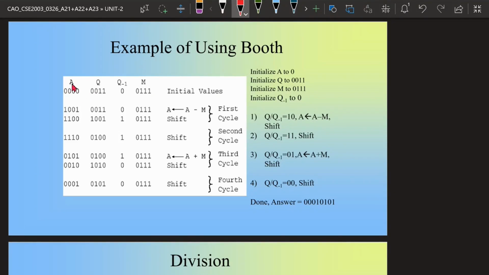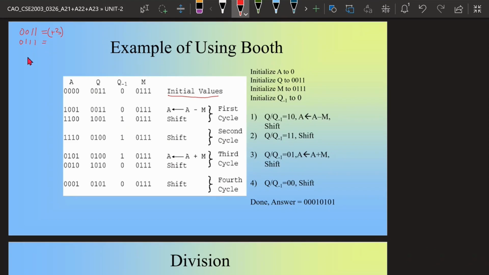Here A is the accumulator, Q is there, and there is an extra Q minus 1 bit, and M is the multiplicand. At the initialization stage, Q minus 1 will be 0, the accumulator will be 0, and Q will be the multiplier. So Q is the multiplier, 0 0 1 1, which is equivalent to plus 3. In case of the multiplicand, the value is 0 1 1 1. So this is the result.